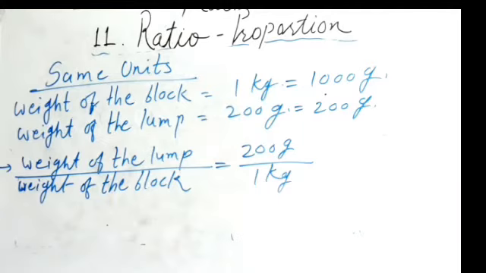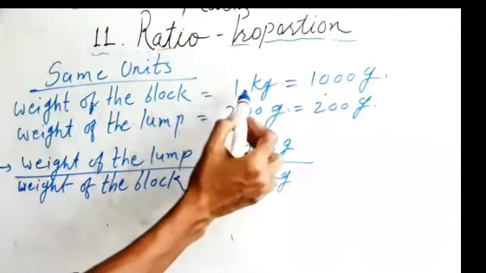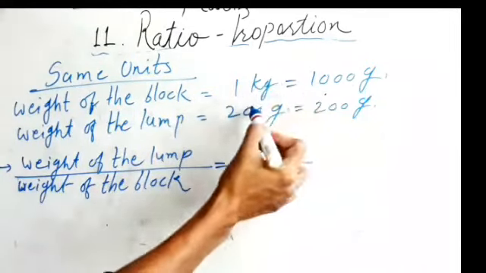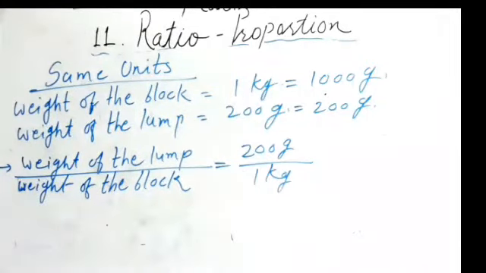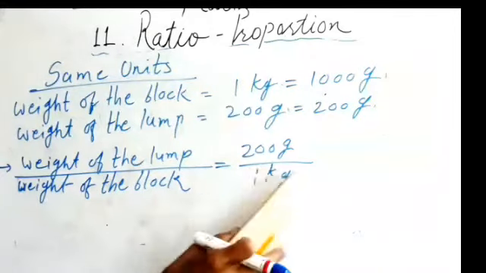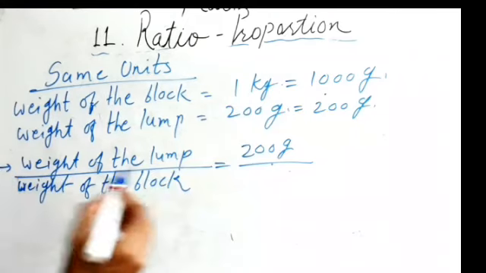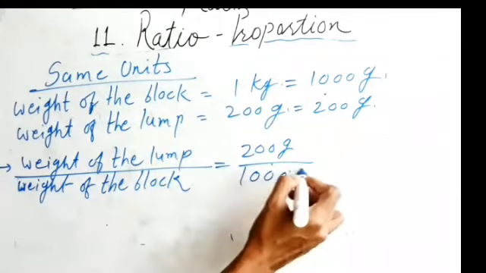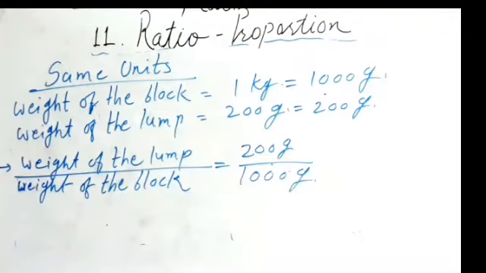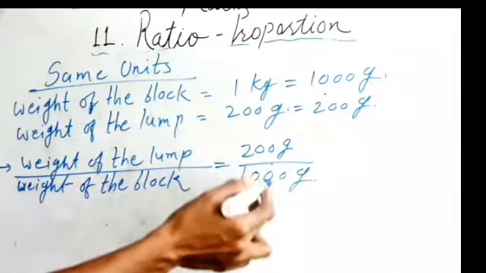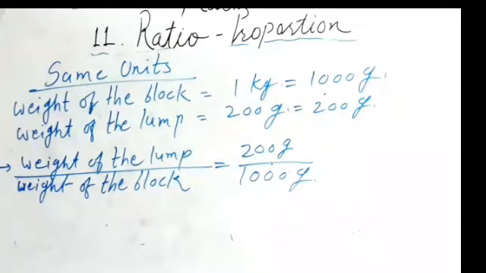What do we want? We want both the quantities, or both the units, to be the same. So, what did I do? I converted kilogram to gram. 1 kilogram is equal to 1000 gram. So, instead of writing 1 kilogram here, what must I write? 200 gram upon 1000 gram. I did not change its value. I just converted kilogram to gram because when we want to take the ratio of two quantities of the same kind, their units must be the same.